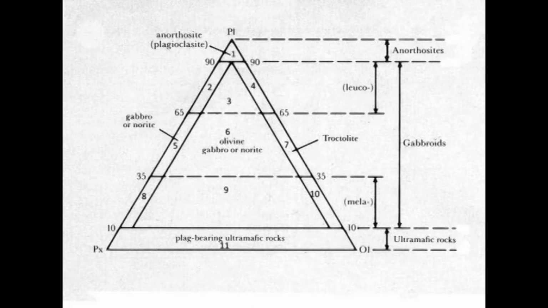rock types: number 1 anorthosite, second leucogabbro or norite, third olivine leucogabbro or norite, fourth leucotroctolite, fifth gabbronorite, sixth olivine gabbronorite, seventh troctolite, eighth melagabbronorite, ninth olivine melagabbro or olivine melanorite, 10 melatroctolite, 11 plagioclase-bearing ultramafic rocks. Second, that is plagioclase, orthopyroxene, clinopyroxene. These assemblages are usually present in all important basic igneous rocks.